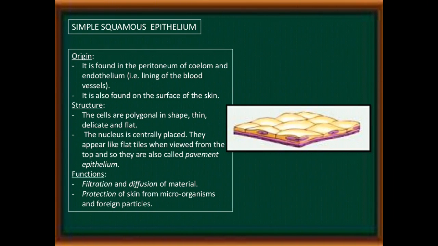Simple squamous epithelium, its origin is found in the peritoneum of coelom and endothelium lining of the blood vessels. It is also found on the surface of the skin.